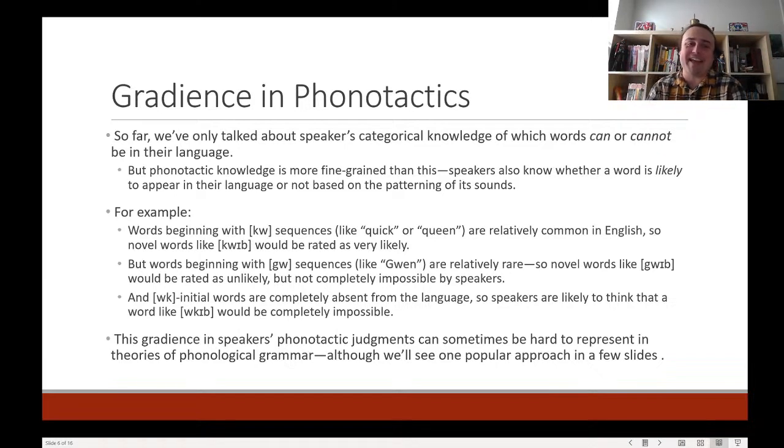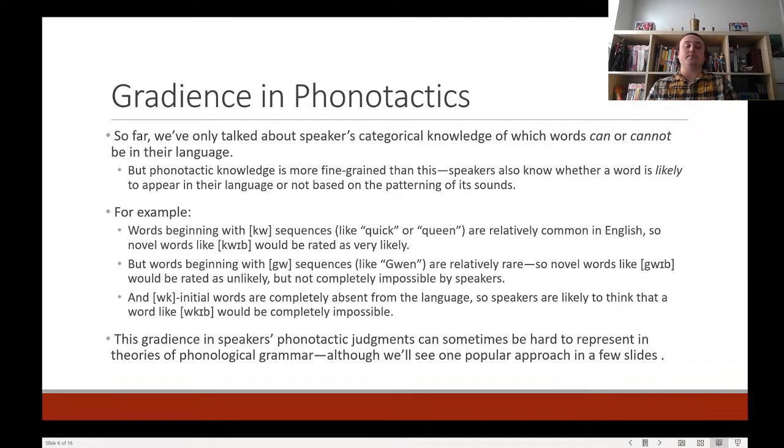I'm not just getting them out of my head. But then this last example here, WK initial words, those are completely absent from English. So speakers are likely to think that a word like wukib is completely impossible. So this is what I mean when I say that speakers' knowledge of their phonotactics is pretty fine-grained.